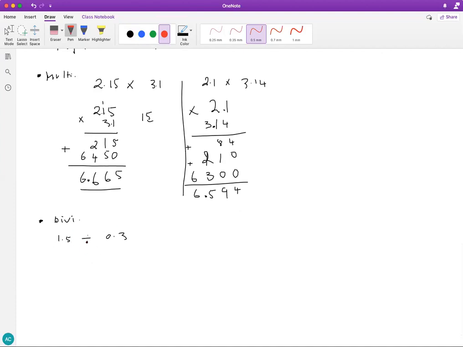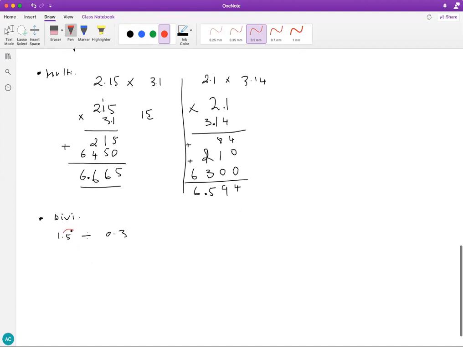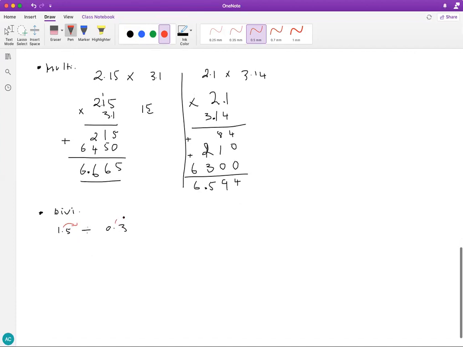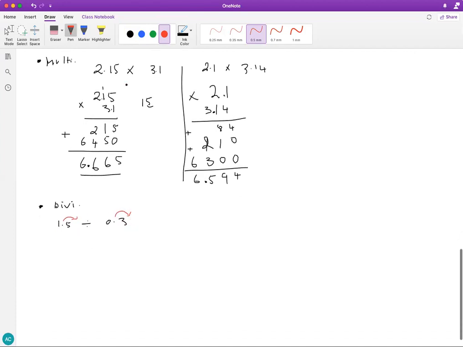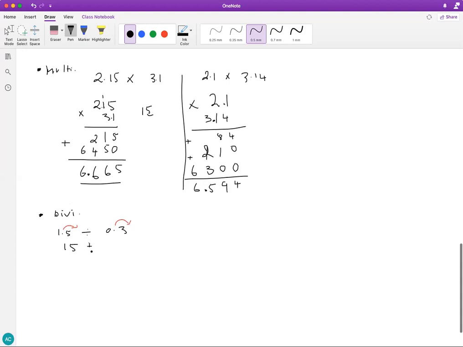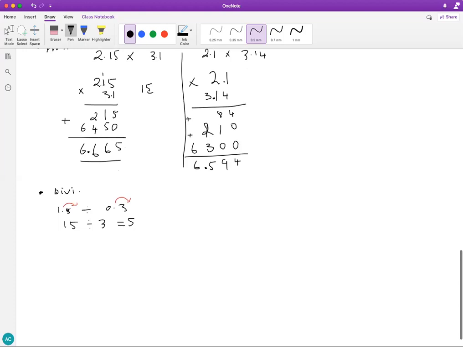Before you divide decimals, first you want to get rid of the decimal points. Just move them to the right, the same number of times in both numbers. Once you move them both, this turns into 15, and this turns into just 3. And of course, 15 divided by 3 is 5. Okay, so think about this trick whenever you divide decimals.